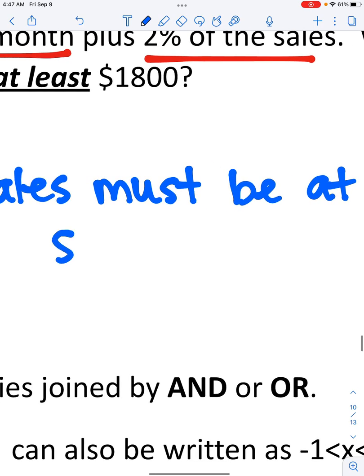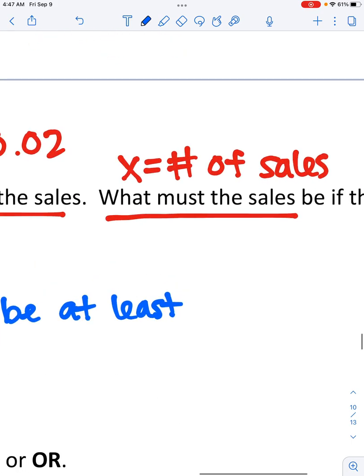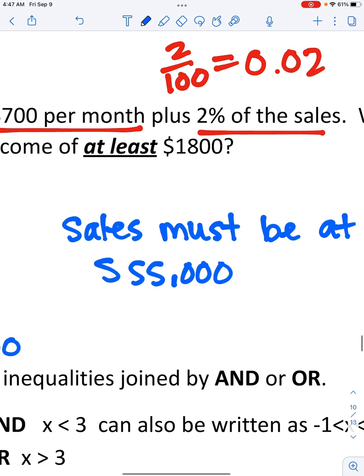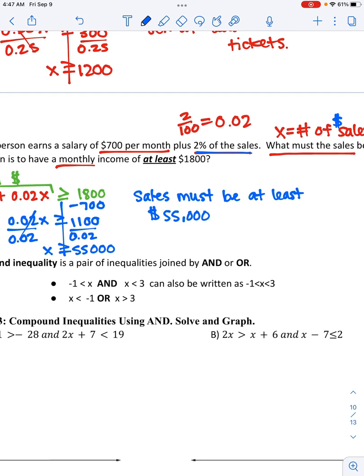So that means our sales, whatever we're selling, must be at least 55,000. And this would actually represent the amount we make from sales, because we're taking 2% times the amount we're going to make from the sales. So you must have at least $55,000 coming in sales, and then 2% of that plus your 700 would give you the 1,800 a month at least.